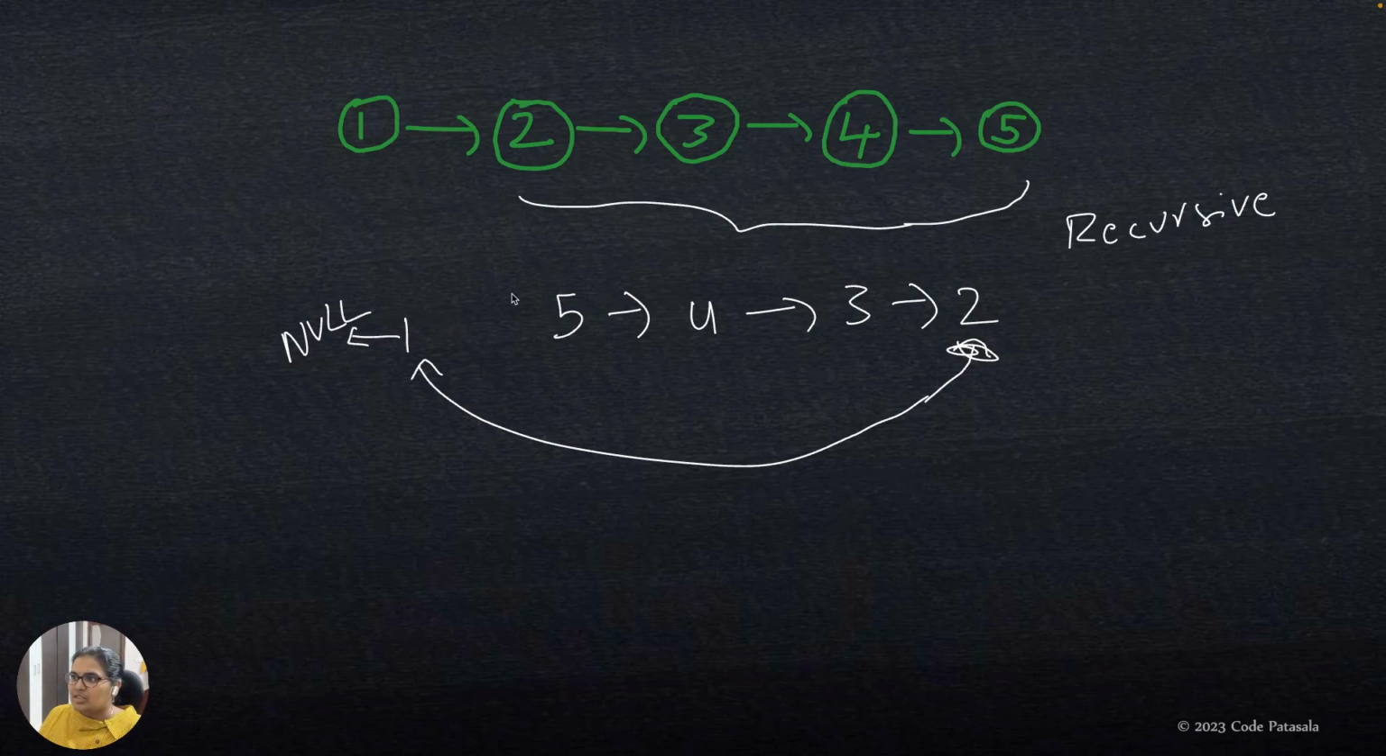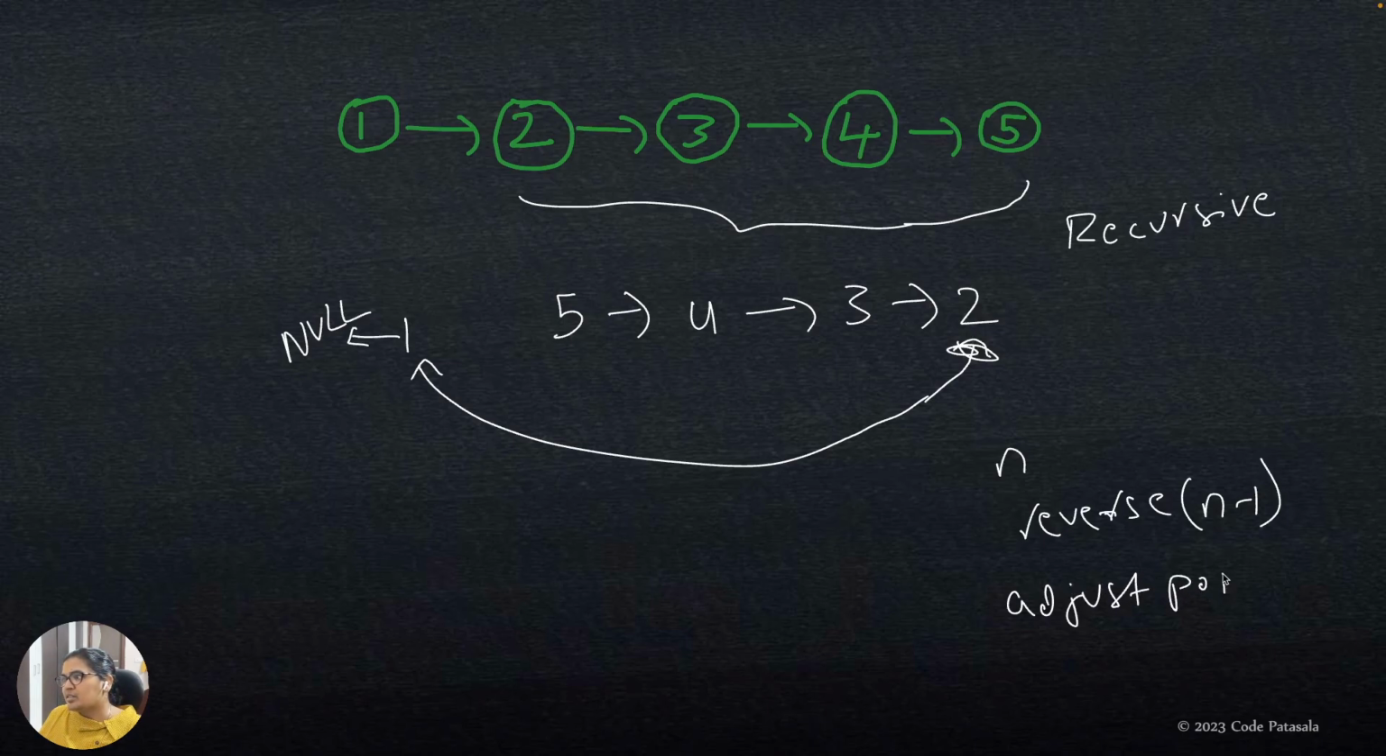So the recursion is: if you are at the nth node, you call reverse on n minus 1 and then you adjust the pointers to make the entire list reverse. Which means the first node's pointer, which is pointing to the second node, you have to swap it. You have to make the second node's pointer point to the first one. That is the only adjustment we have to do.